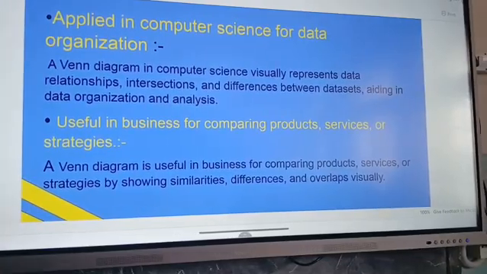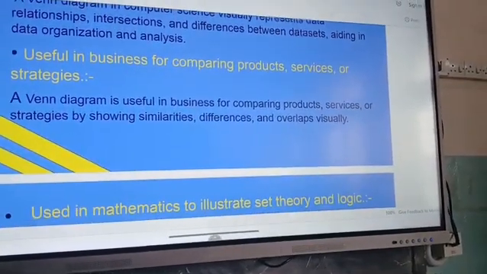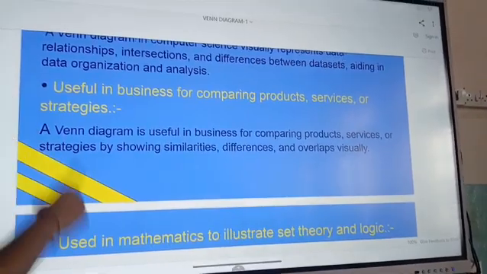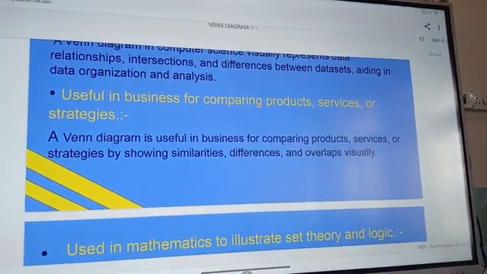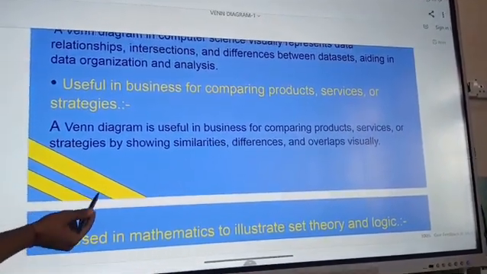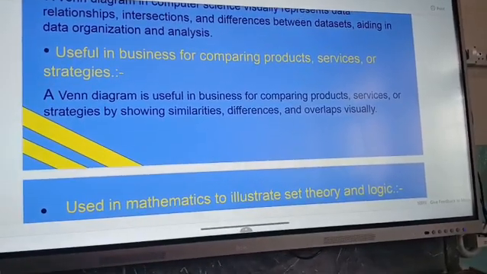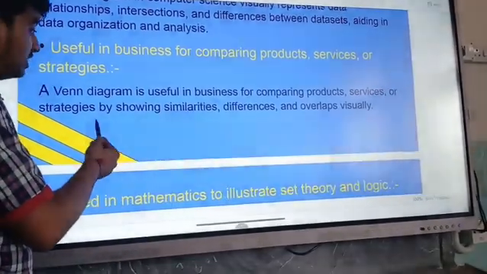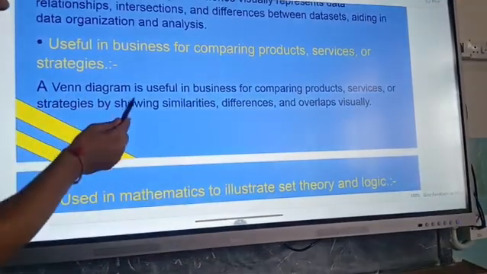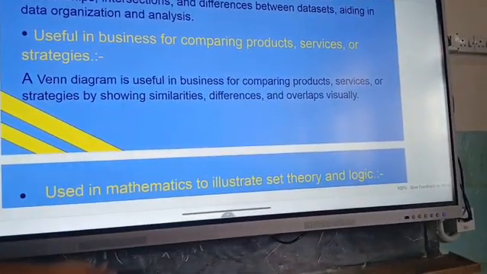The third application is useful in business for comparing products, services, or strategies. A Venn diagram is useful in business for comparing products, services, or strategies by showing similarities, differences, and overlaps visually.